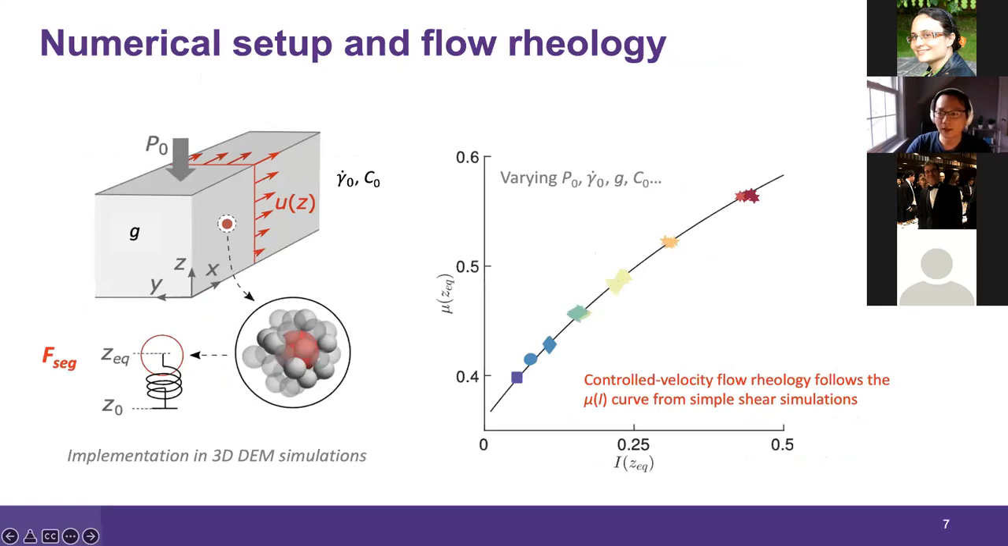And this is how it looks in our 3D DEM implementations. We vary the pressure, overburden pressure, shear rate, and other parameters so that we have a wide range of inertia numbers at the location of the intruder. Even though we are using an imposed velocity profile, the rheology of the flow follows precisely the simple shear curve shown here.